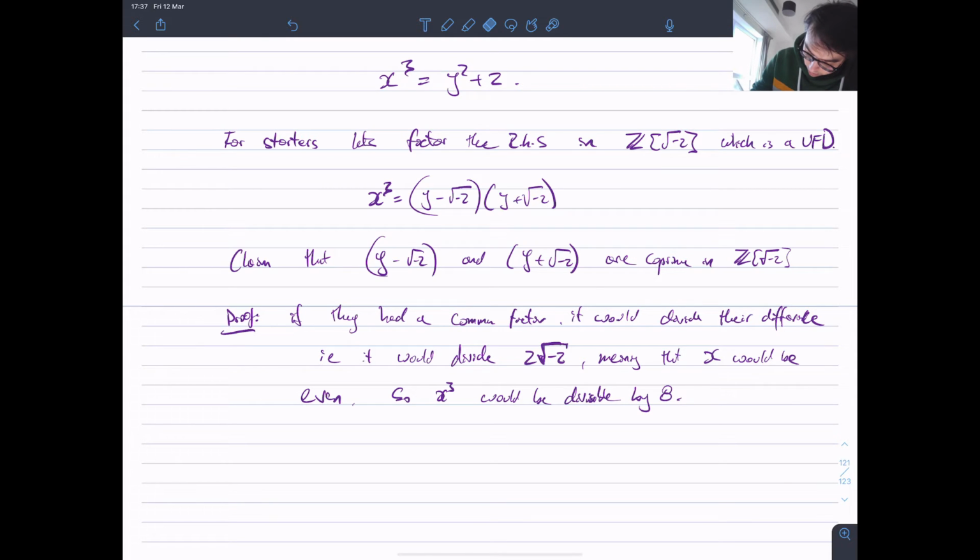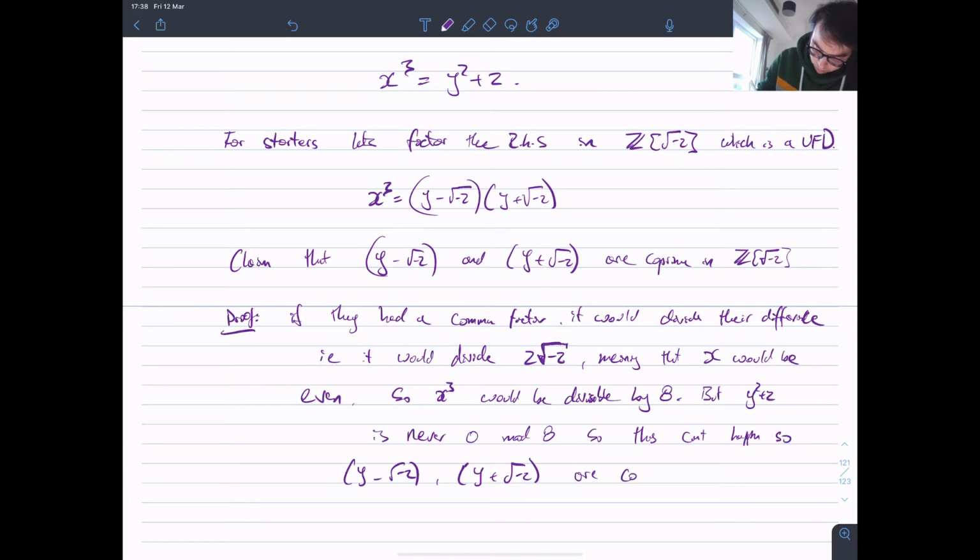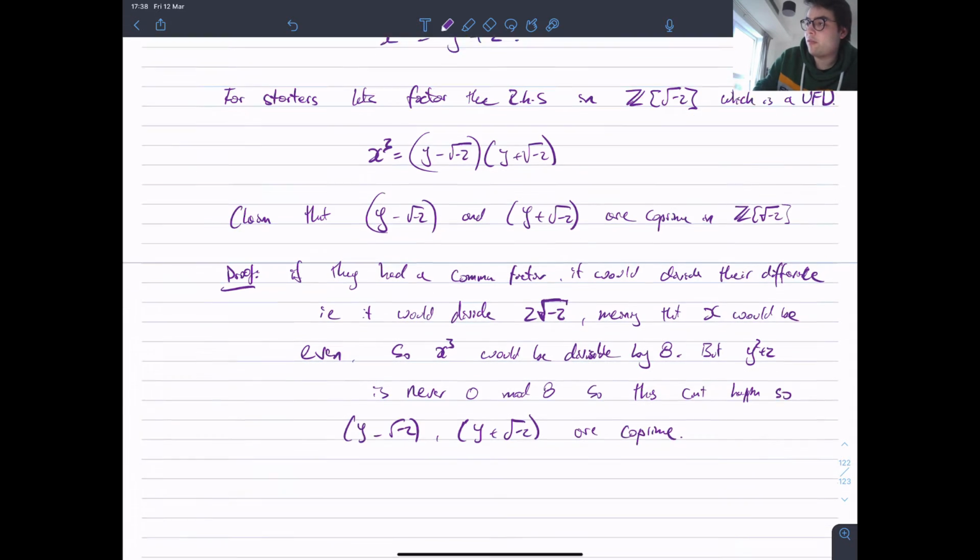Just work that out. It's never even a multiple of 4. So this can't happen. So these elements are coprime. Great, so I have a coprime factorization.